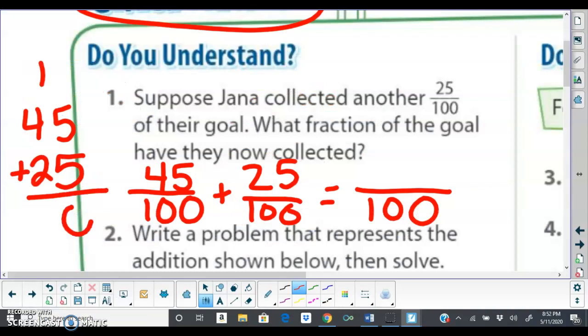5 plus 5 is 10. 4 plus 2 is 6. Plus 1 is 7. I was multiplying on accident. My brain's all jumbled. 70 hundredths is what they have collected now. So again, that was easy because our denominators were already 100. We didn't have to do anything.